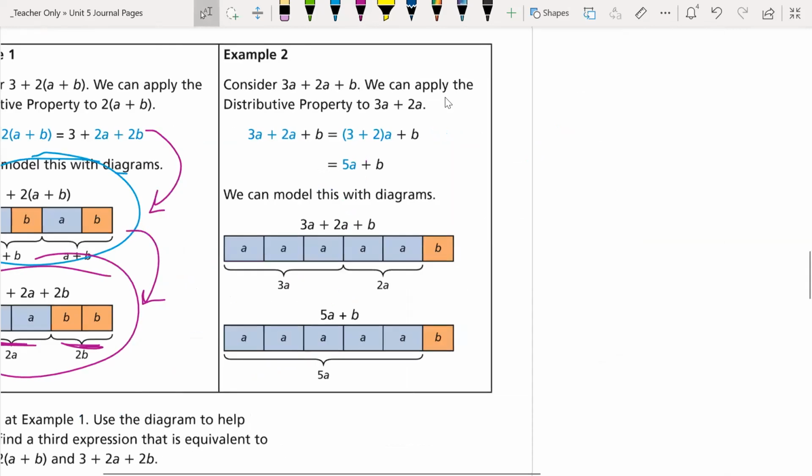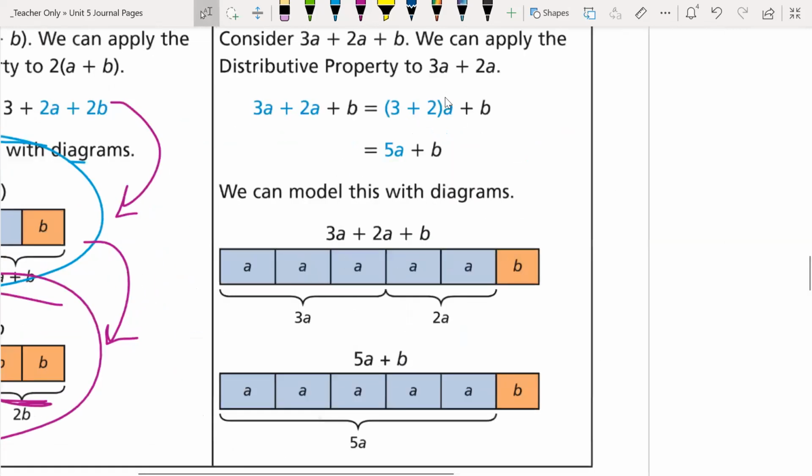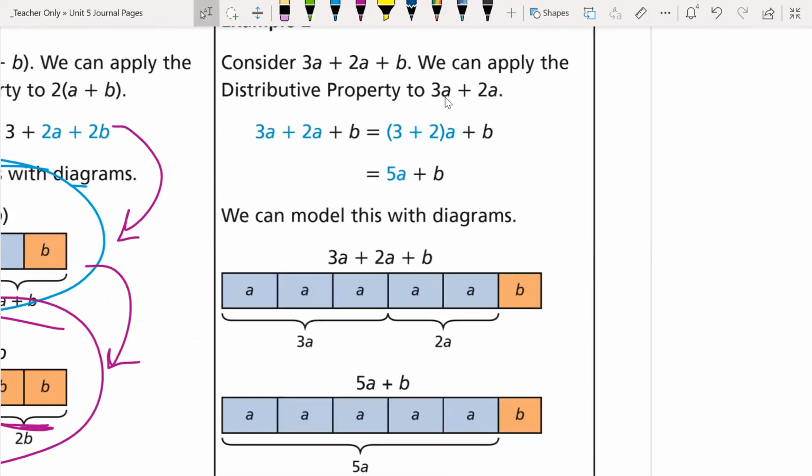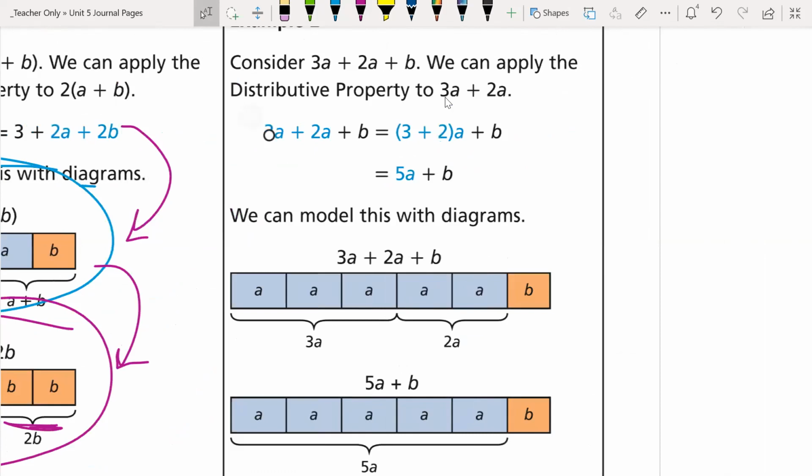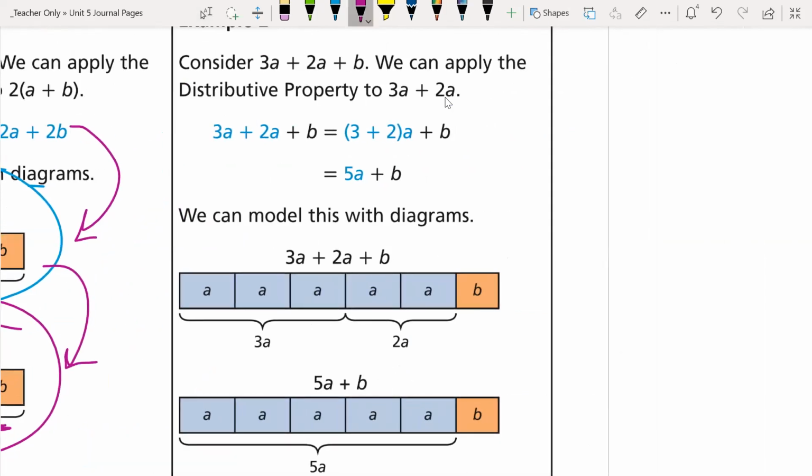Awesome. So for example number 2, same deal. We're distributing first, right? We're going to take this a out. Whoops, that's not what I want to do. We get this a out here.